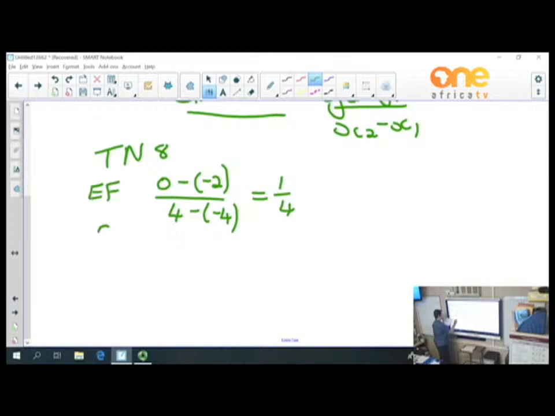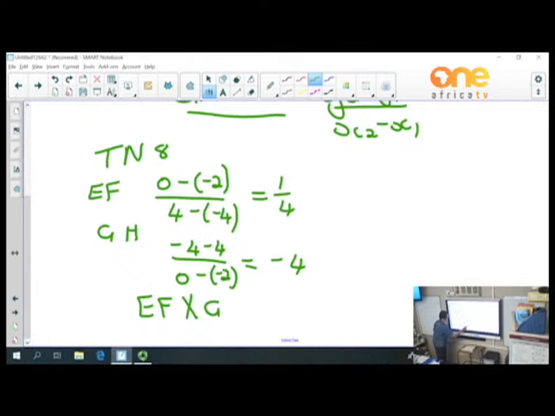And the next one is the line GH. This one will be negative 4 minus 4 over 0 minus negative 2, so this one is negative 4. Now, when you draw it, what I want you to see is that these two lines are going to be perpendicular. That is what we have to realize here. EF is perpendicular to GH.